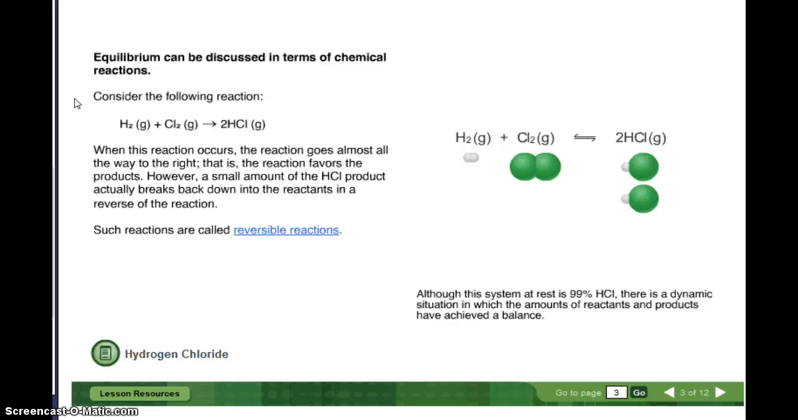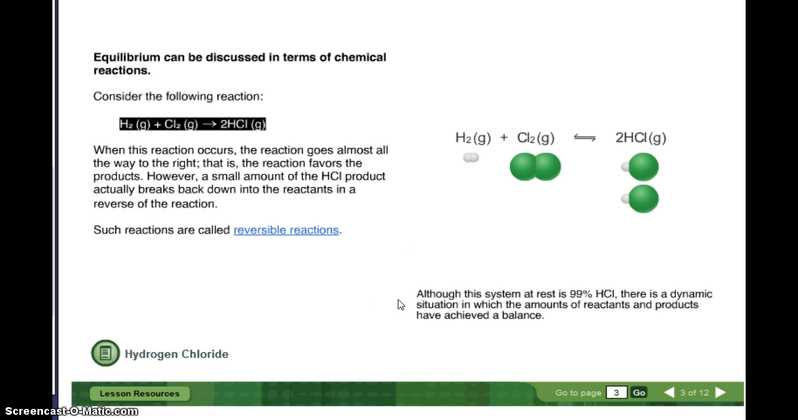However, a small amount of the HCl product actually breaks down into the reactants in the reverse reaction. Such reactions are called reversible reactions. So in other words, usually we say the hydrogen and the chlorine make the HCl, but some of the HCl goes backwards and splits and becomes Cl2 and H2. And that's shown by this double-sided arrow. So this double-sided arrow says it can go forwards and backwards.